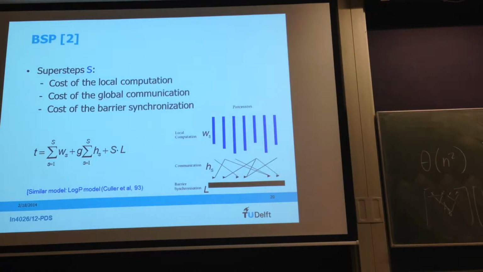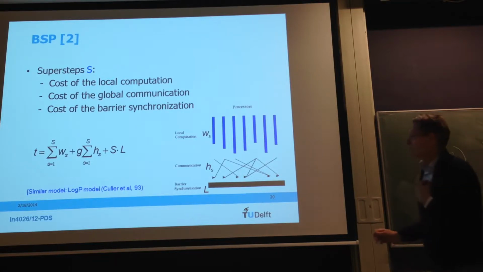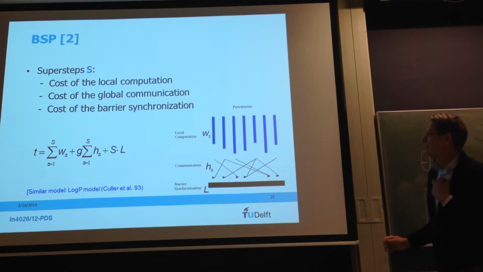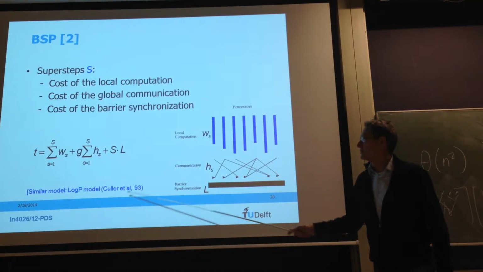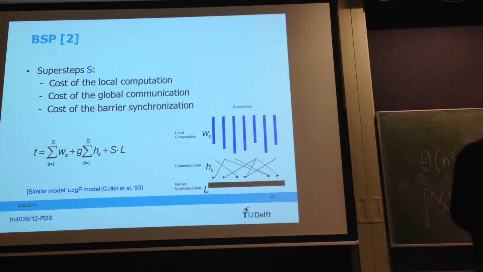Of course, there are some basic assumptions here which may or may not be completely realistic, the constant size messages, for instance. But it's still an active field of research. There's a similar model called the LogP model, developed a few years later by Culler and others in 1993, which also is a kind of parallel algorithmic model against which you can judge the efficiency of your parallel algorithm.